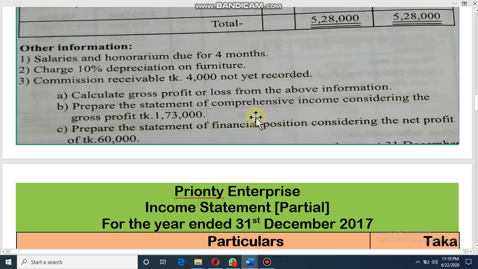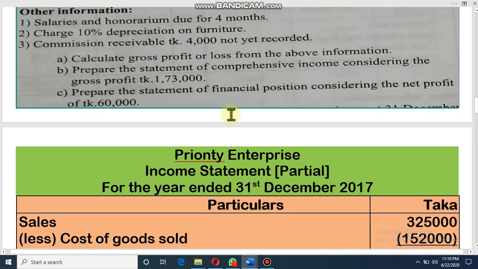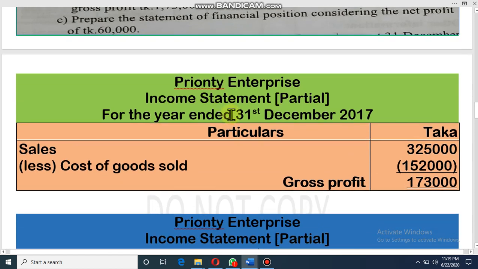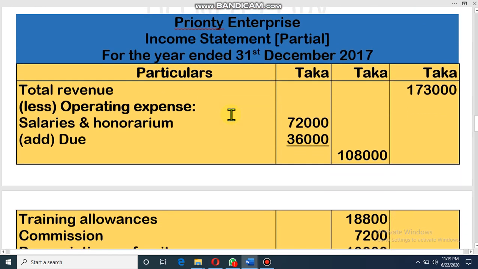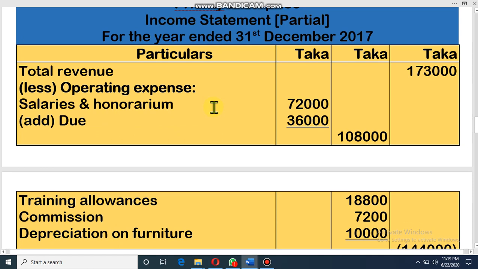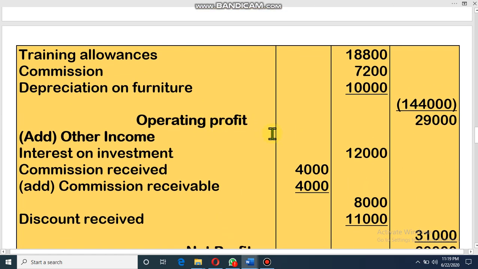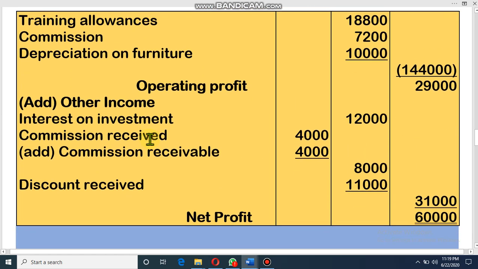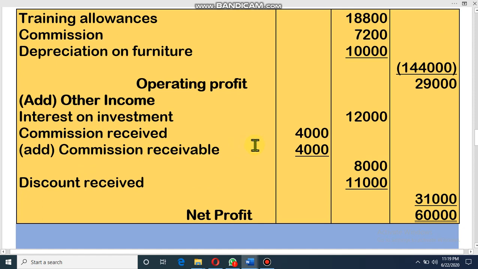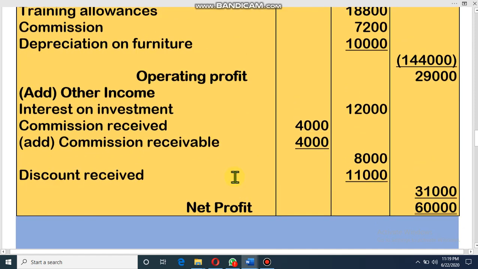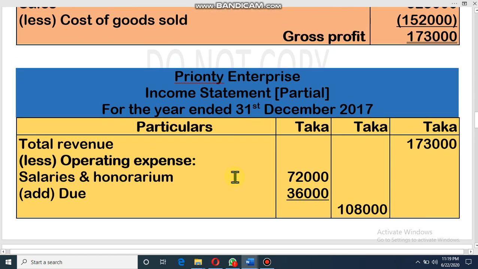Dear student, how can you find the gross profit? Net sales minus cost of goods sold gives gross profit. Then gross profit minus operating expenses equals operating profit. Gross profit minus operating expenses, then it is operating profit. And to operating profit, if we add other income and subtract other expense, then it will be net profit. Dear student, again I am telling the formula.